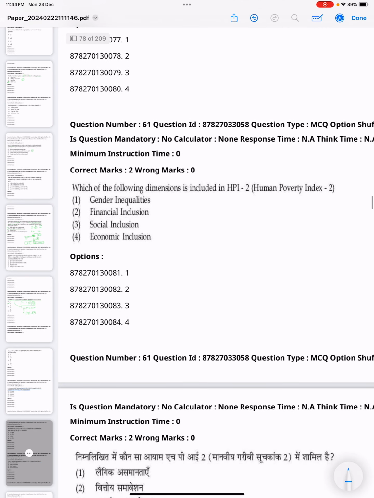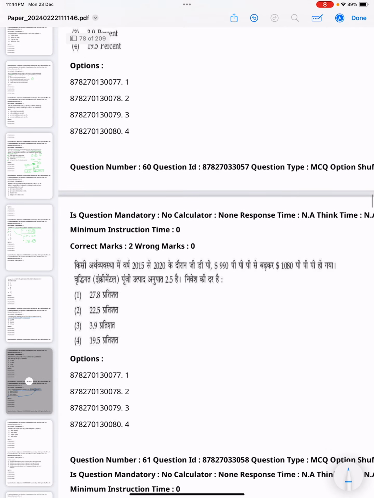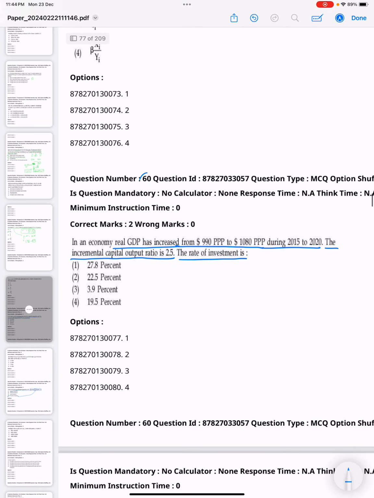Okay, now coming to the 61st question. Which of the following dimensions is included in HPI-2, Human Poverty Index 2? So since we are talking about poverty specifically, it should be economic inclusion, because gender inclusion doesn't influence poverty, but majorly economic inclusion would impact poverty. So I'll just mark this. Which question is this? This is 60. Okay.